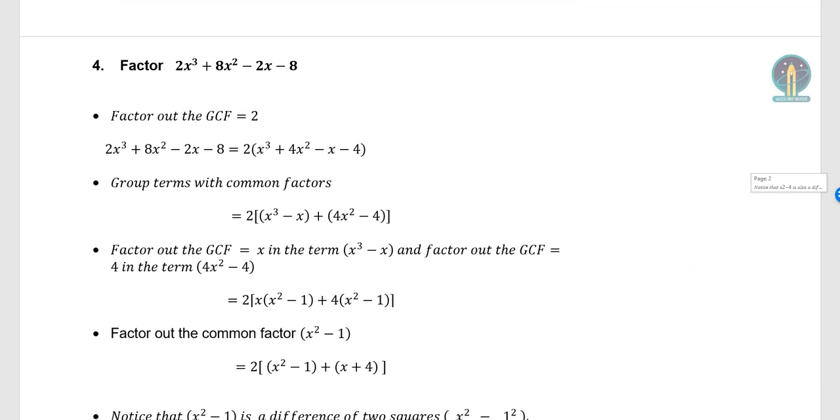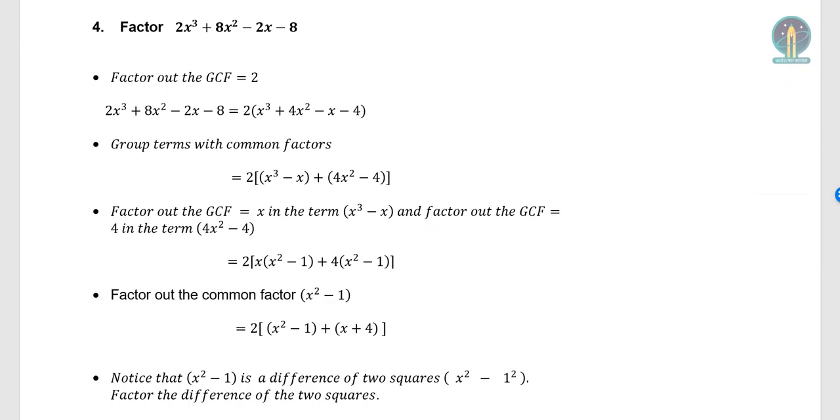Let's look at another example. Factor 2x cubed plus 8x squared minus 2x minus 8. So factor out the greatest common factor, which in this case is 2. So that gives us 2 times x cubed plus 4x squared minus x minus 4. Group the terms with common factors, in which case we have the x cubed and the minus x, right? Group these together, and then plus 4x squared minus 4. Group these together.